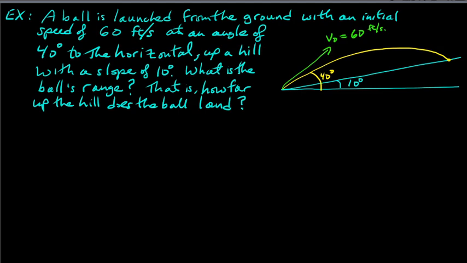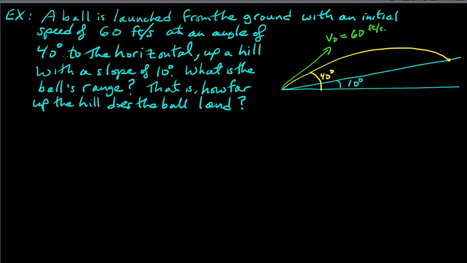Okay, so here's one of my examples. We have a ball launched from the ground with an initial speed of 60 feet per second. Nice, because we don't have to convert from miles per hour. So 60 feet per second at an angle of 40 degrees to the horizontal, up a hill with a slope of 10 degrees. So we have a hill that's sloping 10 degrees. What is the ball's range? And that means how far up the hill does the ball land?